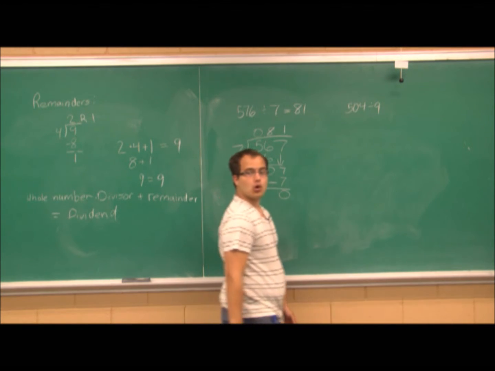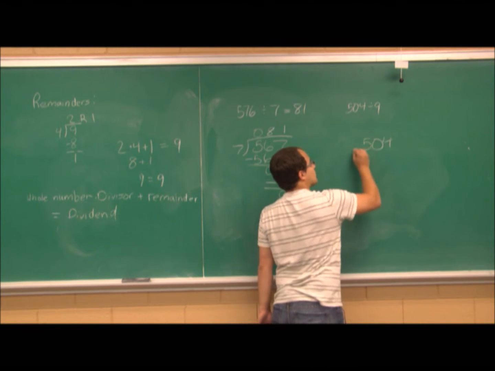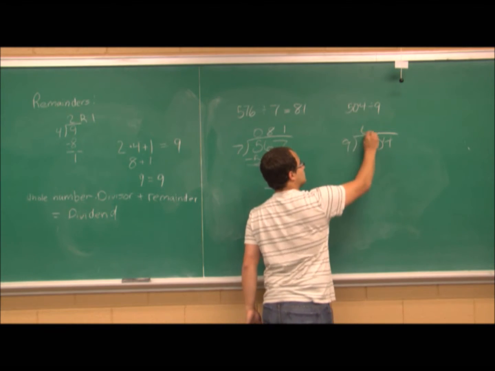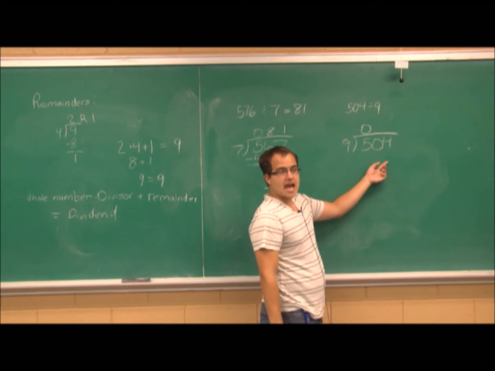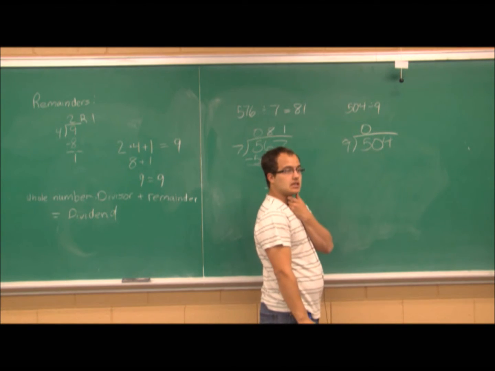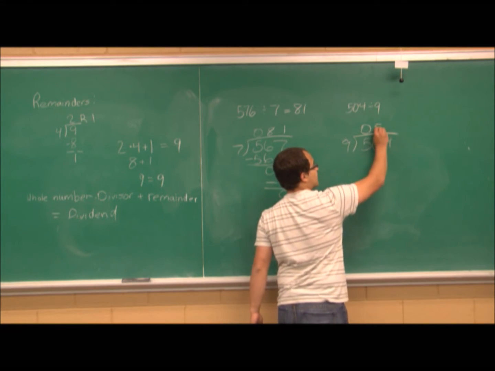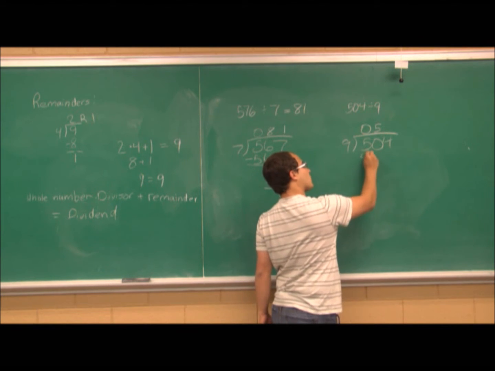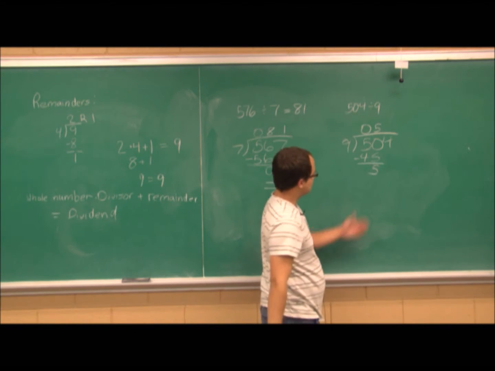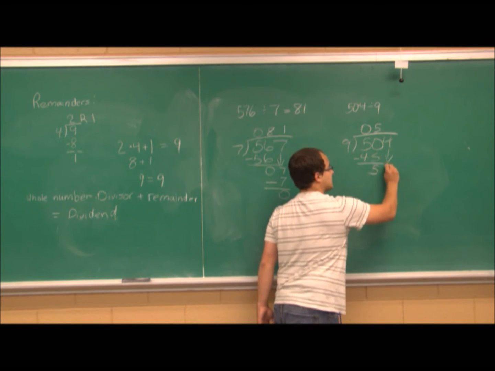Now on to 504 divided by 9. Again, the easiest way to do it is with a bracket. Does 9 go into 5? No. Does 9 go into 50? Yes. Not evenly though, so how many times will 9 go into 50? Well, 9 times 5 is 45. So that's pretty close, so I'm going to try 5. 5 times 9 is 45. 50 minus 45 is 5. Well, 5 is less than 9. So I'm good, so I drop my next digit.